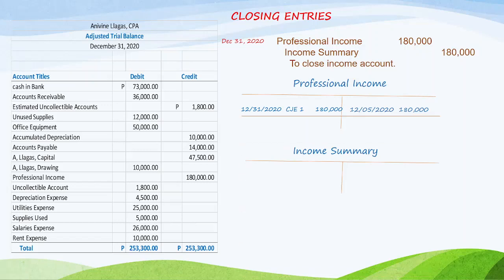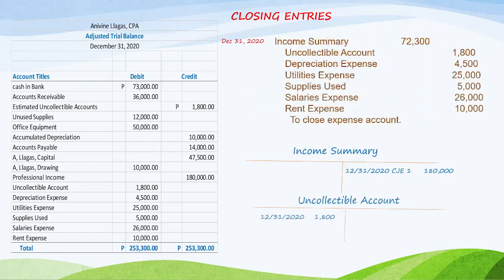So you have the double rule. So this is a closed account already. And for the income summary, so that's it. Let us continue for closing entry number 2. Alright, so we have here credit all the expenses, and you are going to debit the income summary.